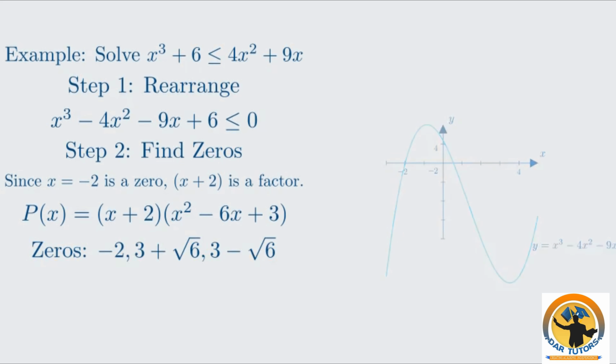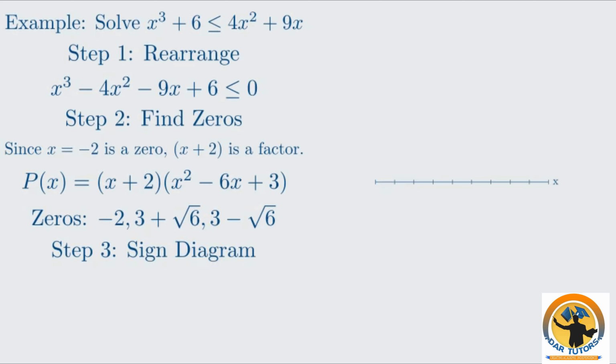Step 3. Create a sign diagram. We place the zeros on a number line in increasing order. The zeros are negative 2, 3 minus the square root of 6, and 3 plus the square root of 6. Now we test a value in each interval to see if p of x is positive or negative. For example, if x is less than negative 2, say x equals negative 3, p of negative 3 is negative. If x is between negative 2 and 3 minus root 6, say x equals 0, p of 0 is positive, and so on. The sign diagram shows us where the polynomial is positive and where it is negative.